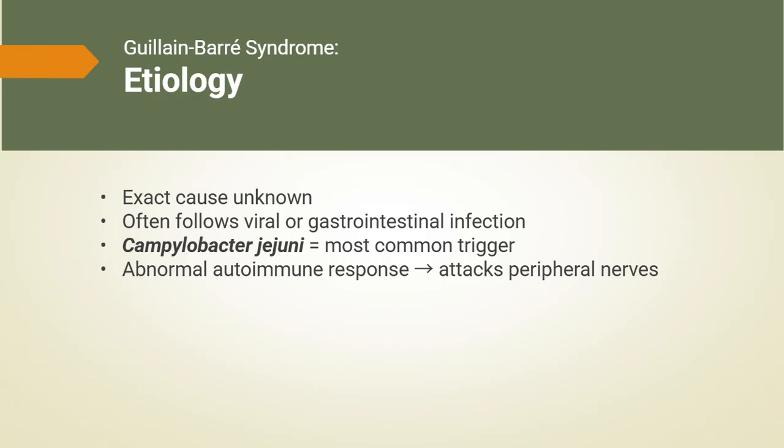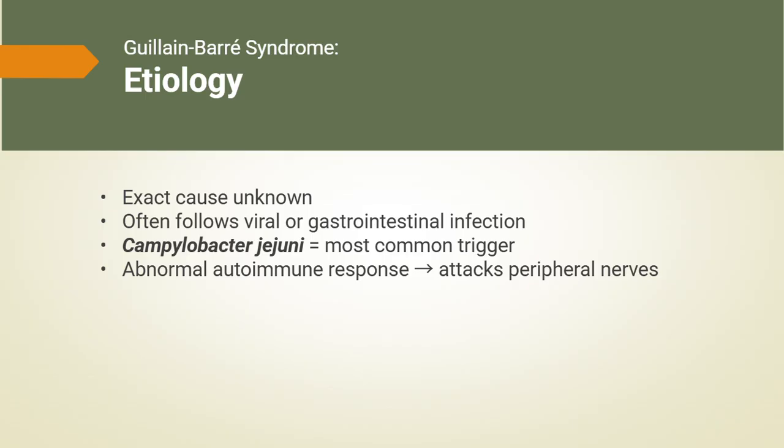Most patients report having a respiratory infection, gastrointestinal illness, or flu-like symptoms within about 2 weeks before the onset of neurologic symptoms. The most commonly identified organism linked to Guillain-Barré syndrome is a bacterium called Campylobacter jejuni. This bacterium is one of the leading causes of bacterial gastroenteritis and is often contracted from undercooked poultry or contaminated food or water. Campylobacter infections can cause significant diarrhea, cramping, and fever.